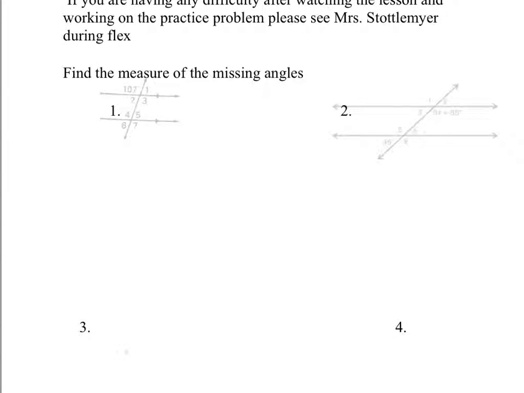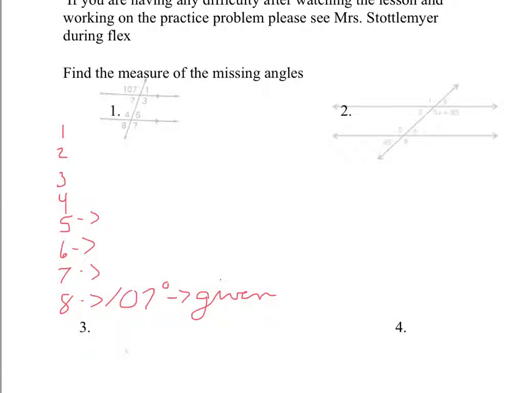This is the type of problem where we want to make a list. So we're going to make a list of 1 through 8. So angle 1, 2, 3, 4, 5, 6, 7, 8. Starting specifically with angle 8, you'll notice that there's no angle 8 in the drawing. I'm going to number the given angle, which is 107 degrees, as angle number 8. That way it just has a number that we can refer to. Now we need to go through and find the remainder of the other angles.